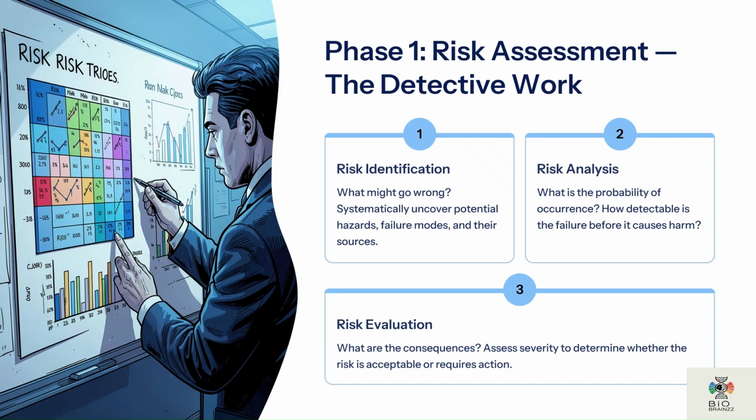Step 2: Risk analysis. We evaluate how likely the event is, how severe the impact could be, and whether the problem can be detected before harm occurs. Step 3: Risk evaluation. Finally, we decide whether the risk is acceptable or whether additional actions are required. This structured approach ensures that decisions are systematic rather than emotional or subjective.